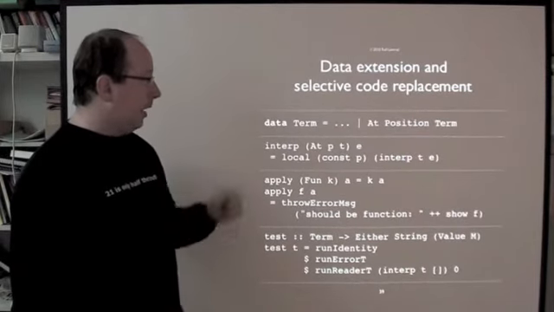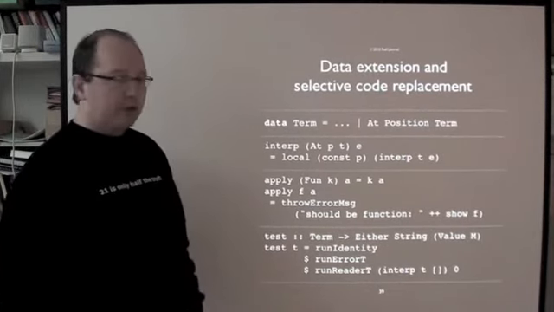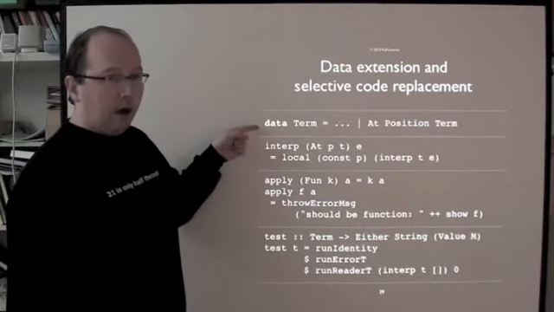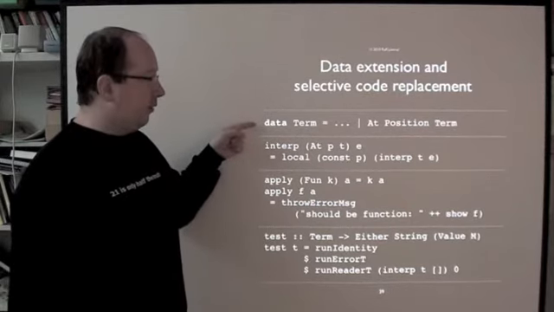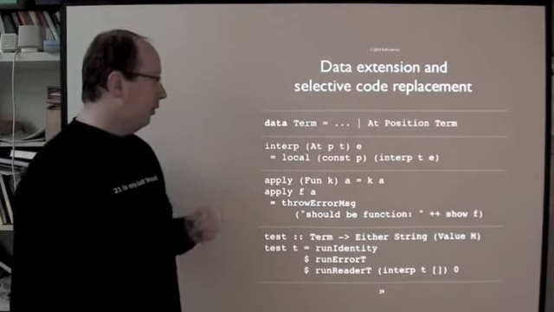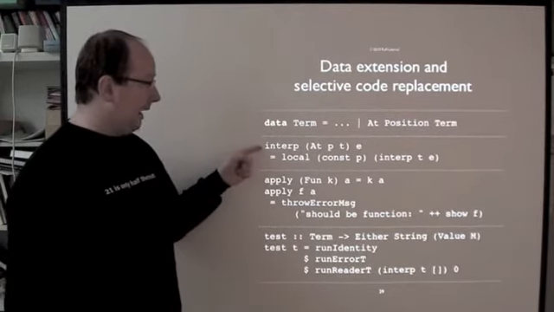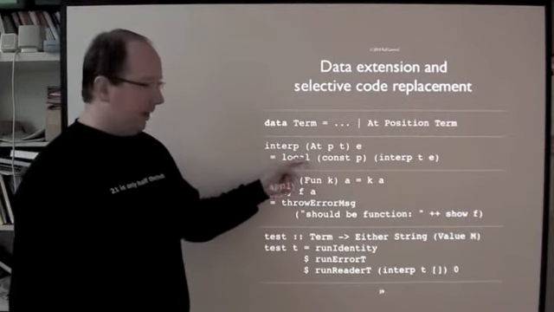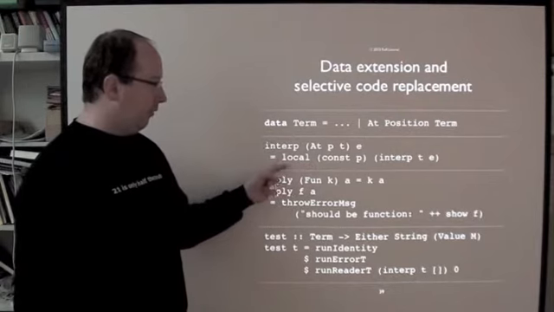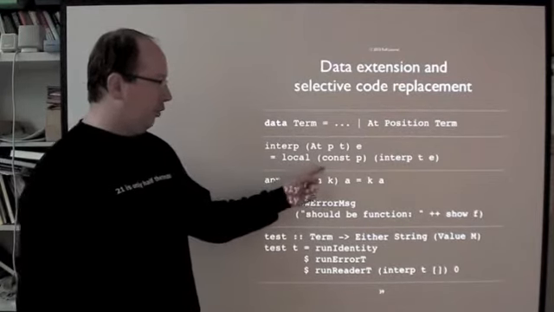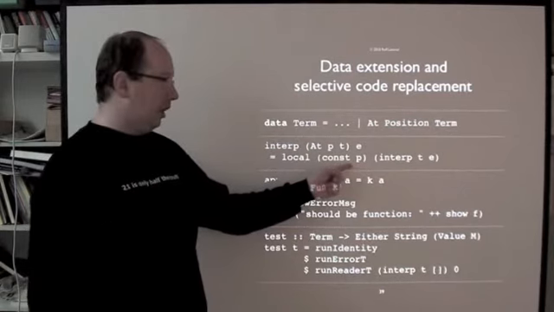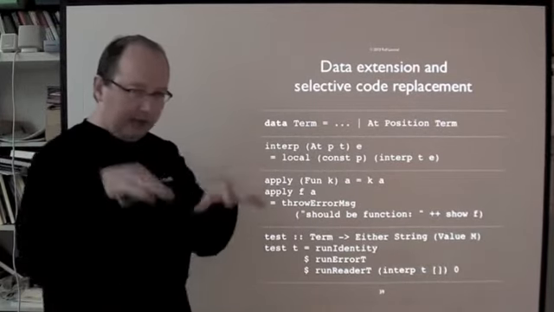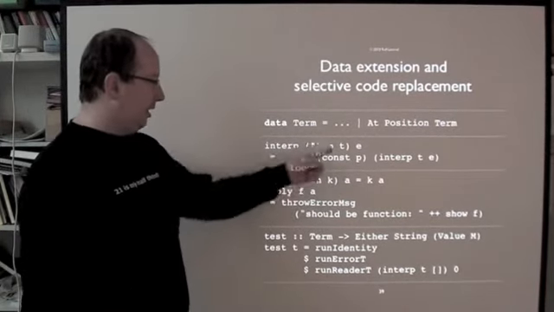Okay? And here's then the code that carries out the data extension and selective code replacement. So you see, we need to provide a new data variant for the annotation kind of term here. We interpret that new form of term by locally overriding the information of the reader monad. So you see, we actually ignore what's the current annotation. We just set up the new annotation, and then we dive into the subterm t here.